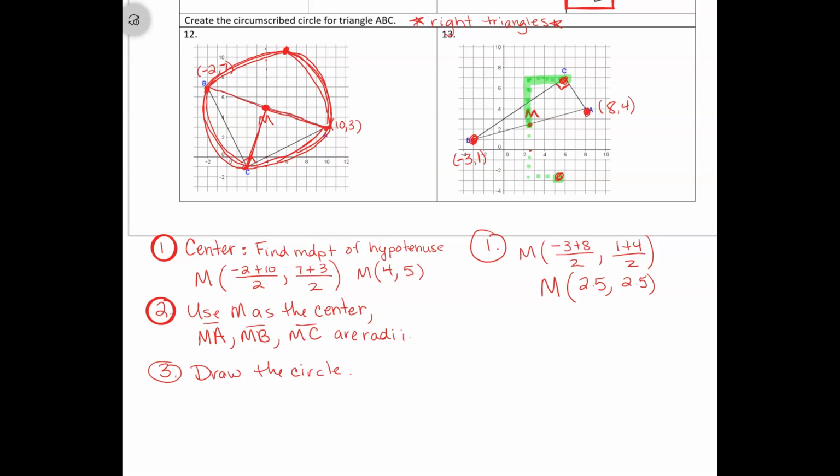Again, I'm just going to do the best that I can. I'm going to come up and around, and then come around here, and that's about as good as I can get. Let me try to make it a little bit better. Just knowing the process, like I said, it's a little bit hard to do without a compass, but that is how you circumscribe a circle around a right triangle.